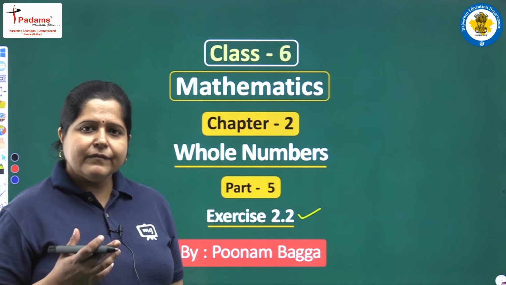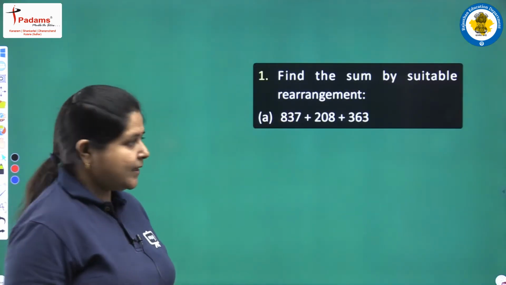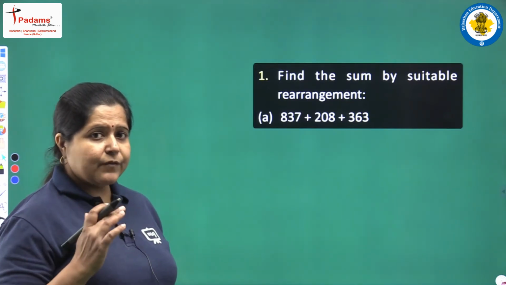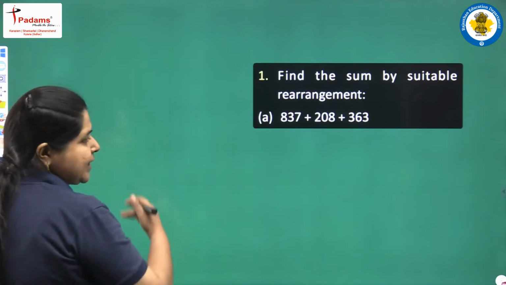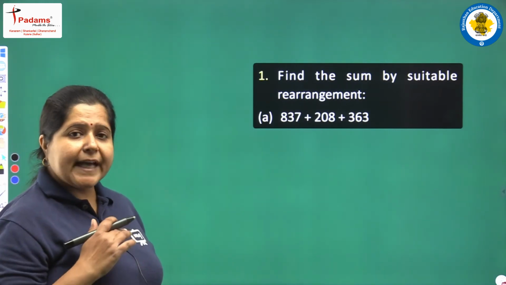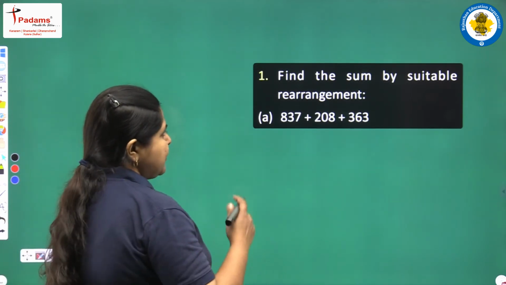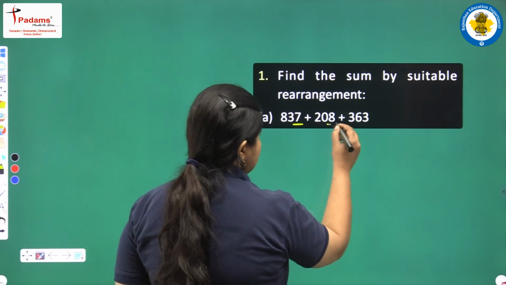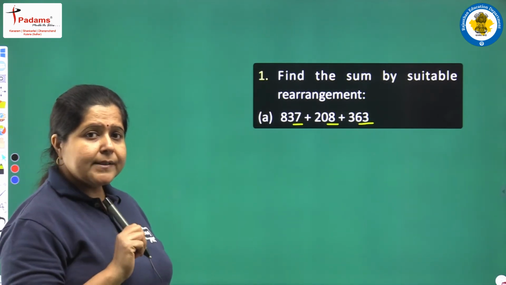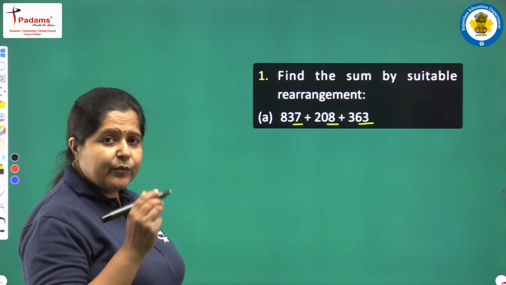Now we take up the first question. Find the sum by suitable rearrangement. Here we have been given three numbers. Up till now the practice was to write the numbers one below the other and then add. But that is time taking or time consuming activity. What we will do now is take a new approach, have a look at the digits at one's place. Try to add them.